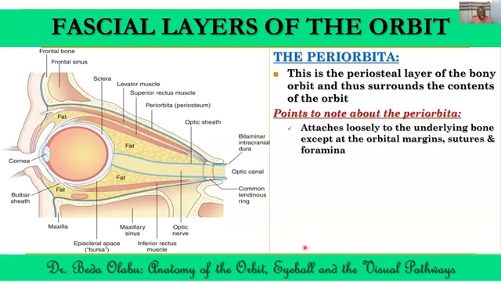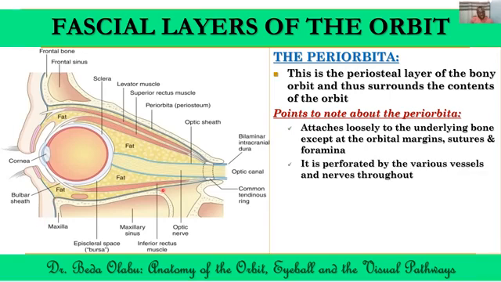There are some points to note about the periorbita. Generally, it doesn't attach strongly onto the bones of the orbit, except at the orbital margins, where it is strongly adherent, and also around sutures and foramina, and even the fissures. Only in those regions is the periorbita strongly adherent. In the other places, it's not. That means there's a potential space between the periorbita and the orbital bones themselves, and we'll talk about that shortly.